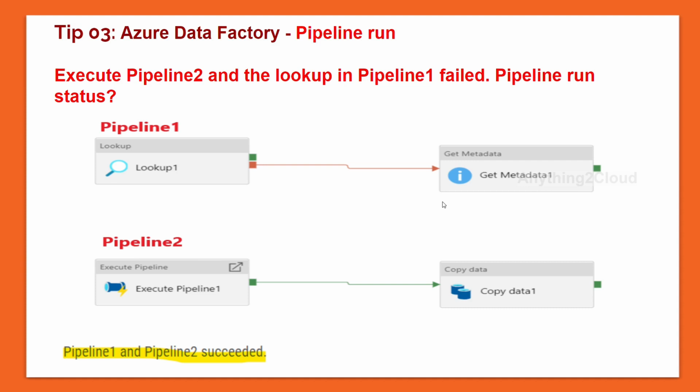So when you run pipeline 2, and if the execution of Lookup activity 1 fails in pipeline 1, we're still going to mark success for both pipelines, pipeline 1 and pipeline 2. In simple terms, if there's a failure and you capture that failure, then the pipeline is going to be marked as a success. That's all in short about this one. This example is mainly to show, if Lookup activity in pipeline 1 fails, what is the status of pipeline 1 and pipeline 2. In this case, both pipelines will show success.